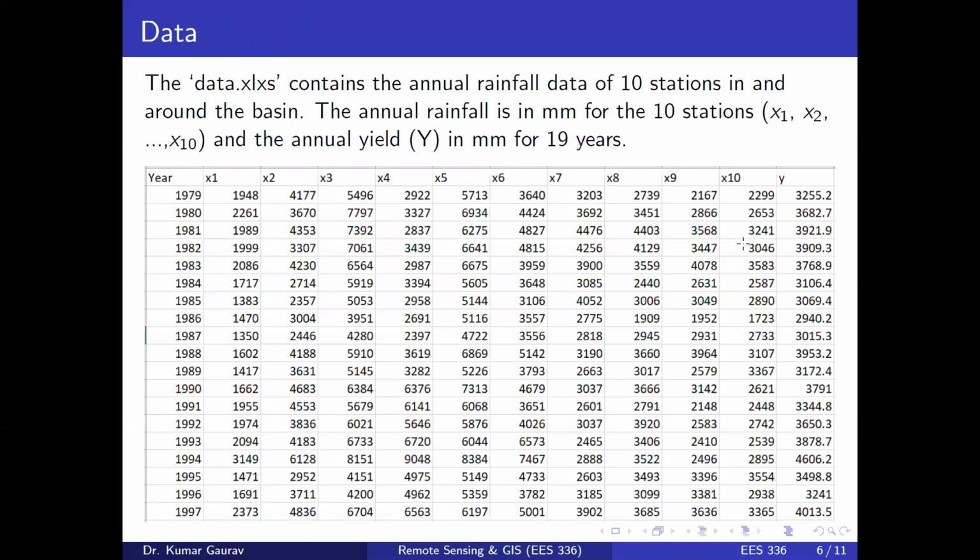So for that, I have selected this data, named data.xls. The first column is the year, and after that you can see x1, x2, x3, x4, x5 up to x10, which is the annual rainfall data of 10 stations, and y is the annual yield. Here we are not interested in the year data or the yield data, so we will just crop the data from x1 to x10.